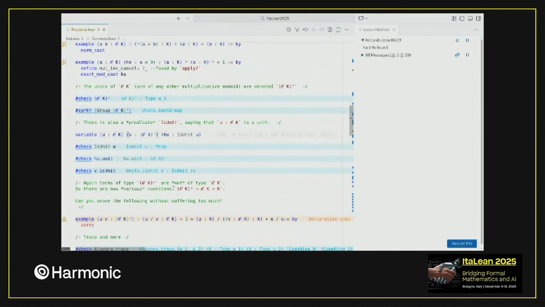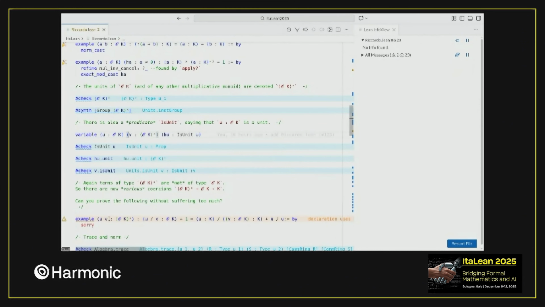So you see that now you have two. If you want to move from the units to K, mathematically the units are a subset of OK, and OK is a subset of K, so the units are a subset of K. But now in Lean you have two coercions, and sometimes the fact that you have these two coercions is a little bit annoying.